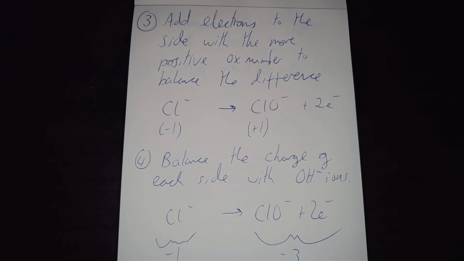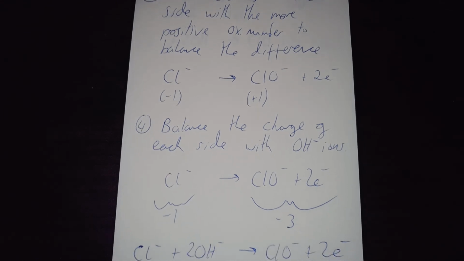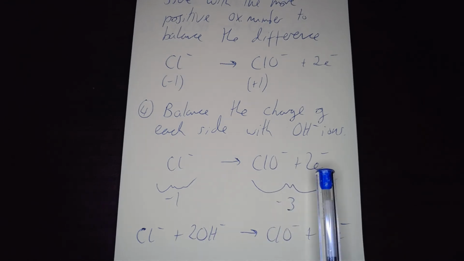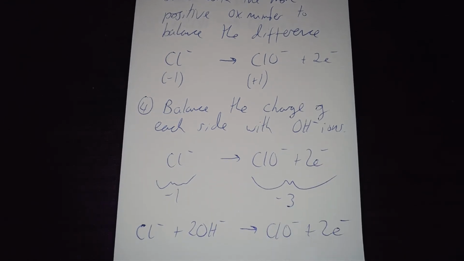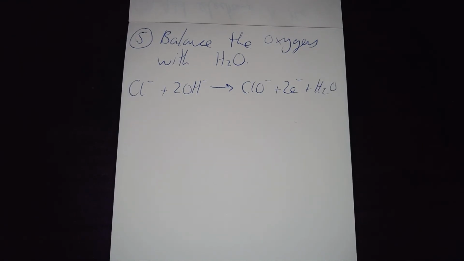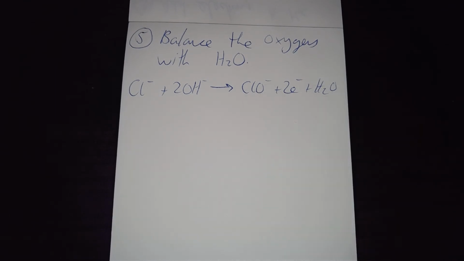And this is where we diverge a bit between our methods when it's in alkali conditions. I'm now going to balance the charge of each side of the reaction with hydroxide ions. So this side is -1 because there's 1 chloride. Here we've got 1 minus and then 2 minus, so a total of -3. So I'm going to need 2 hydroxide ions to balance that charge, to make it like so. And the last step then is to balance the oxygens with water again. So I have 2 oxygens on this side. I only had 1, so I need 1 more. And that's your final answer.